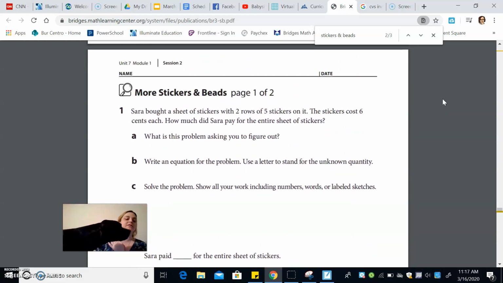Okay, so question 1: Sarah bought a sheet of stickers with 2 rows of 5 stickers on it. The stickers cost 6 cents each. How much did Sarah pay for the entire sheet of stickers? What is this problem asking you to figure out? Write an equation for the problem. Use a letter to stand for the unknown quantity and solve the problem. Show all your work, including numbers, words, or labeled sketches.